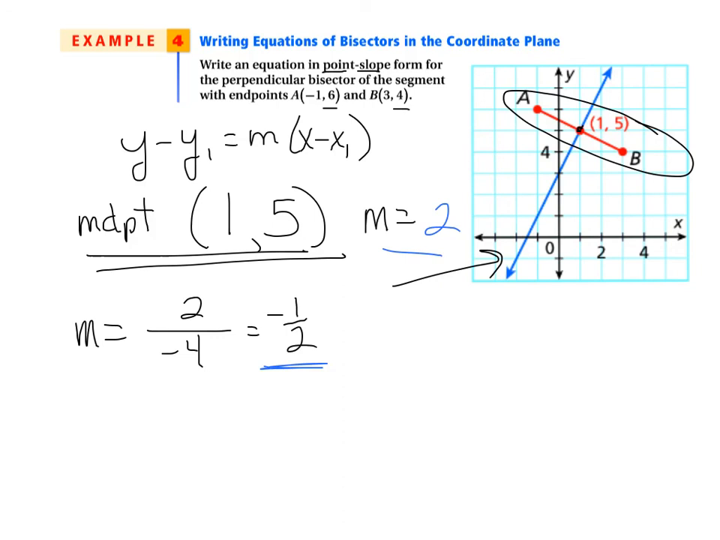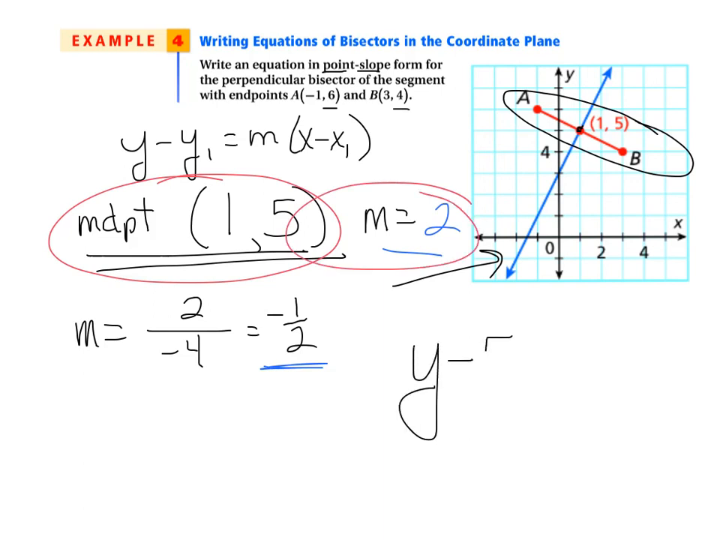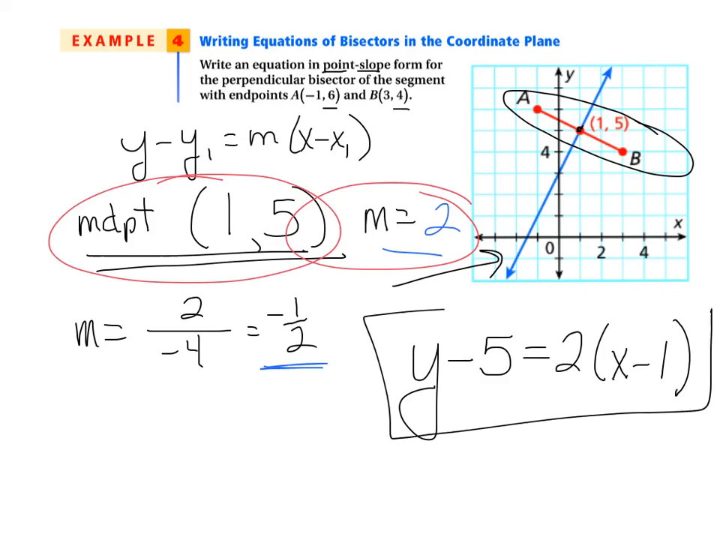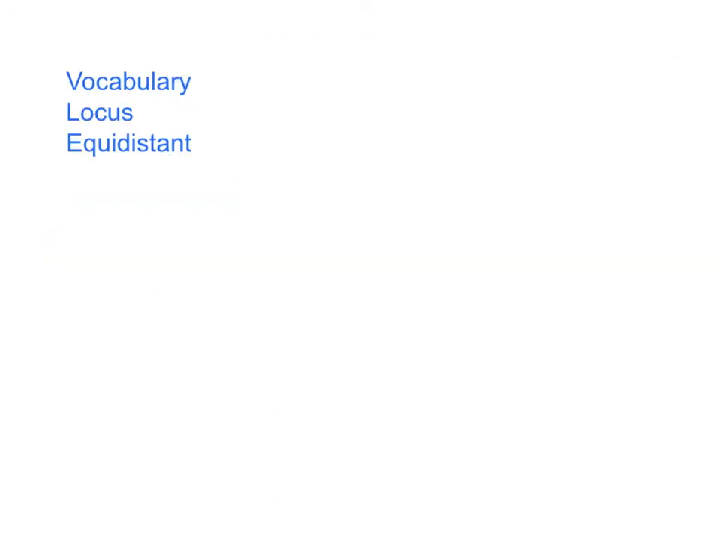I now take my midpoint and my slope and I plug them into my equation. y minus my y coordinate equals my slope times x minus my x coordinate. So my answer would be y minus 5 equals 2 times x minus 1. The two vocab words are locus and equidistant.